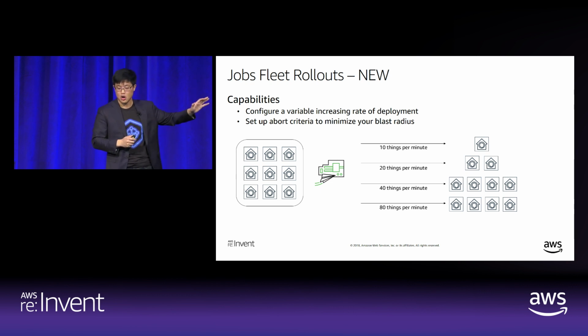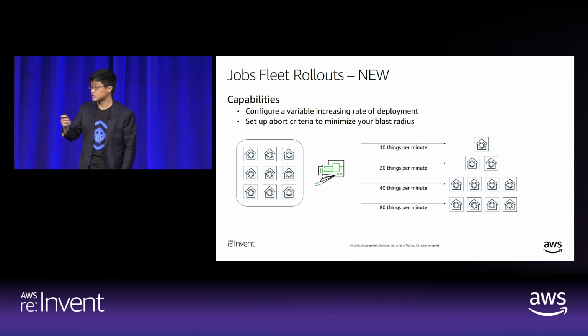And so as you can see, what I've set for as my stages is my incremental rollout or incremental rate of rollout increase across my stages. So I'm rolling it out at 10 things per minute. Then after those devices are successful, then I'm going to roll it out at 20 things per minute, then 40 things per minute, and then 80 things per minute.